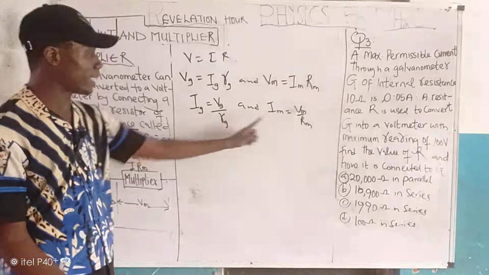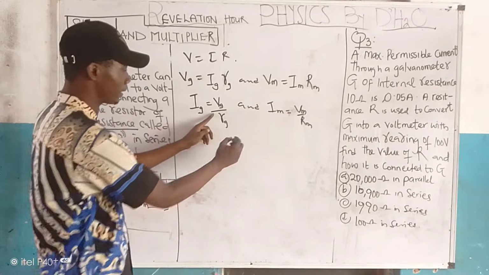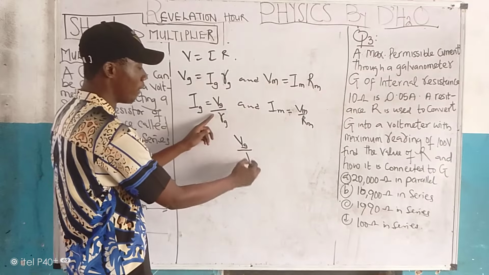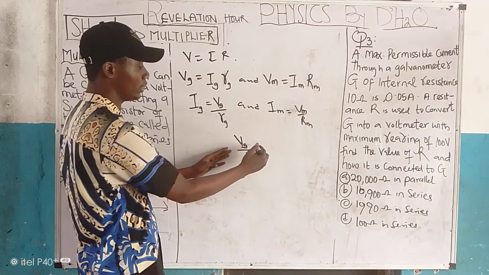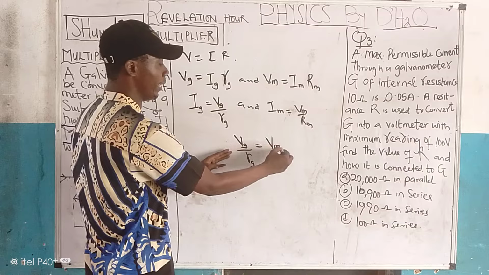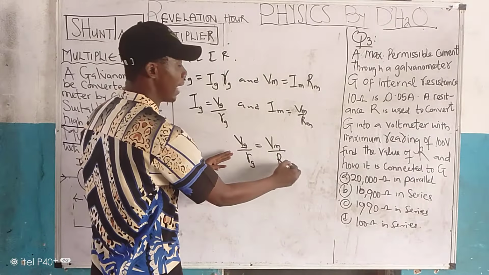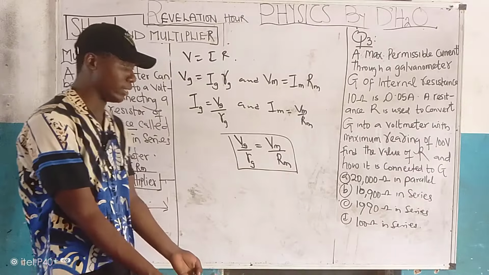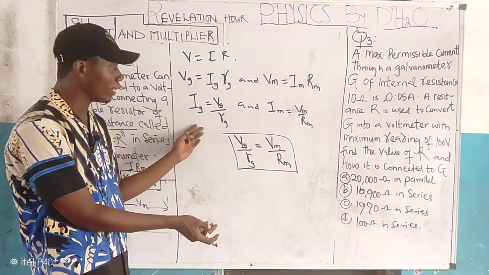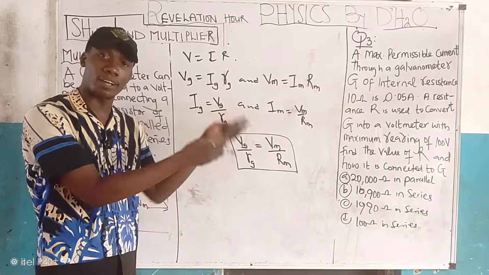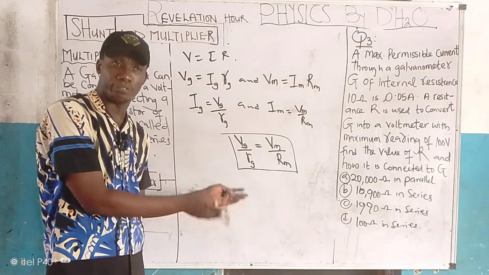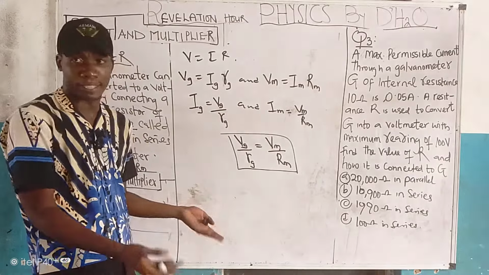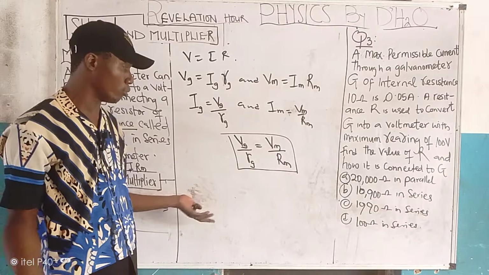So if Ig and Im are the same, it means that Vg over Rg, which is your Ig, is equal to Vm over Rm. This is the formula used. That's very easy. Because why did I do it this way? The current here and the current here are the same, so make the current formula. In the other one, the voltage was the same, so make the formula and then equate it. And that's all you need to do.